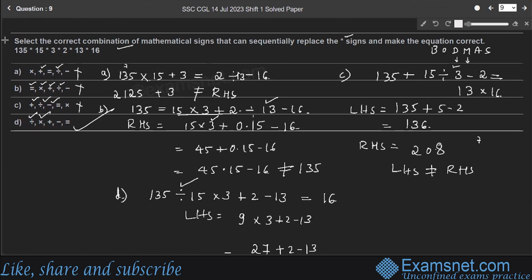So if we replace the asterisk signs by division, multiplication, plus, minus, and is equal to signs sequentially, it becomes a complete equation, right? So the given expression becomes a complete equation. Therefore, option D is the right answer.